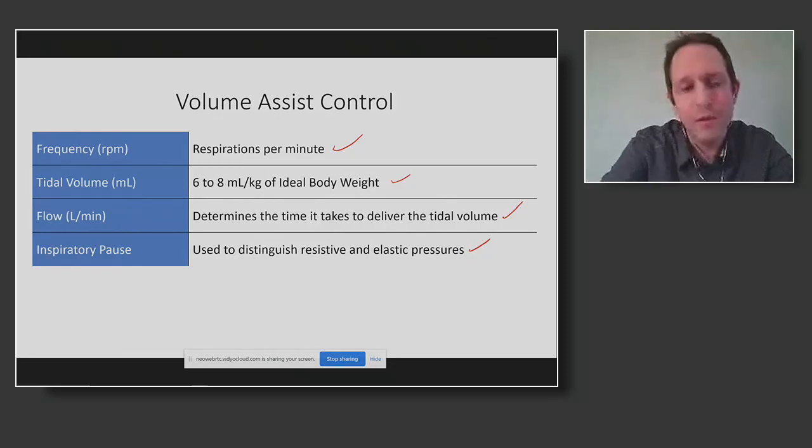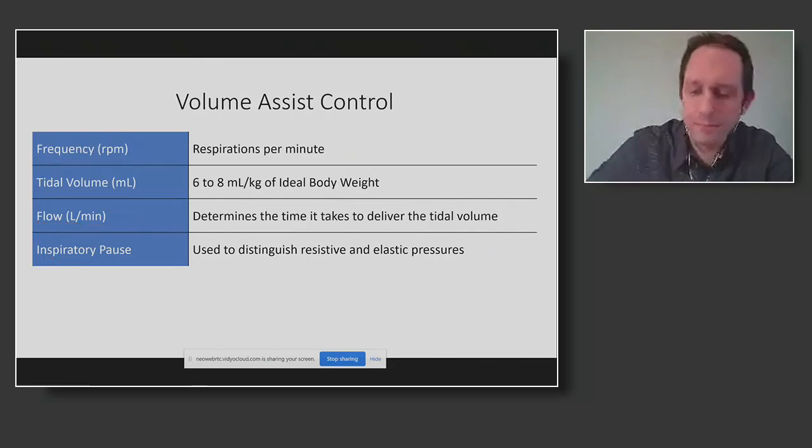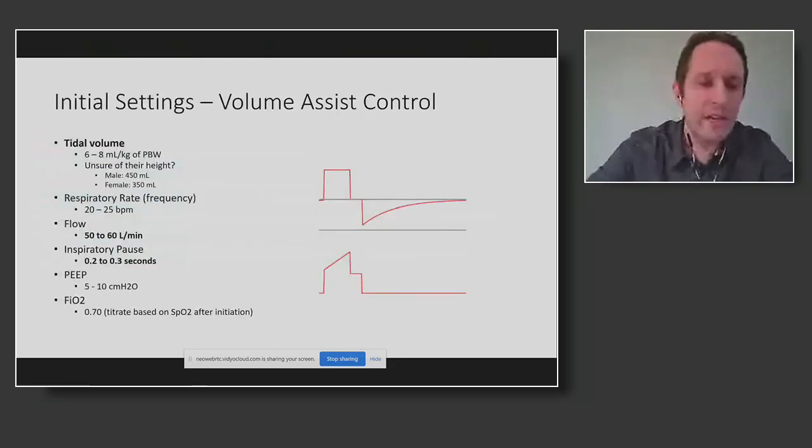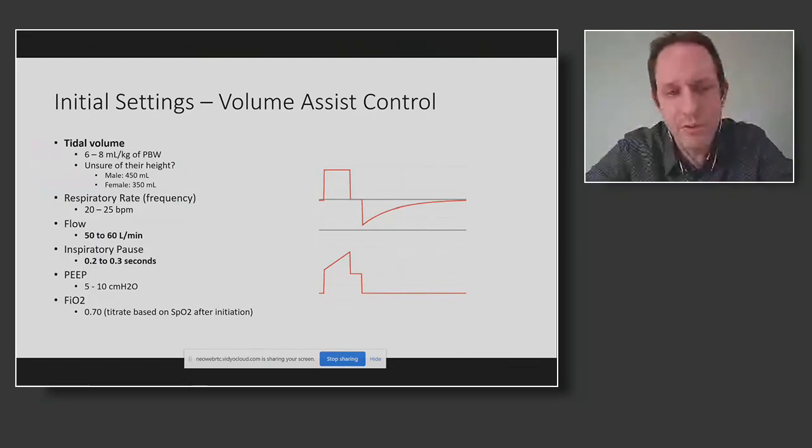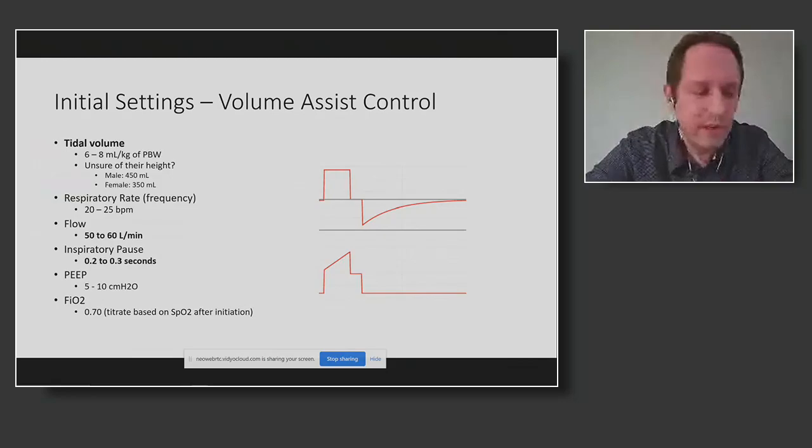So as it was mentioned, flow and volume, this is typically the criteria. Once you get to this volume, which is based on how fast the flow is delivered, it usually will cycle off the breath, but you have the ability to actually lengthen this time. So initial settings, as has been mentioned already, setting 6 to 8 mils per kilogram of predicted body weight. Typically, if someone is in hypoxemic respiratory failure or they've developed ARDS, we will start lower at 6.